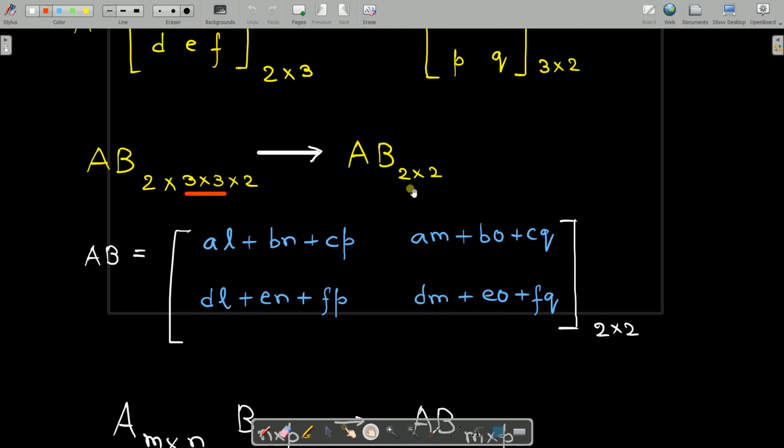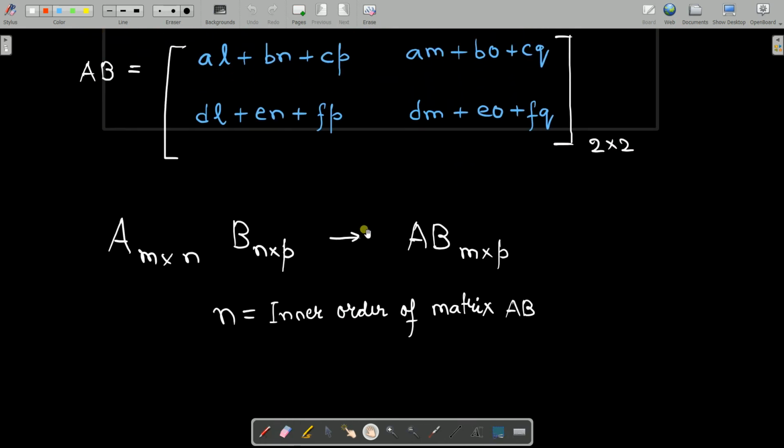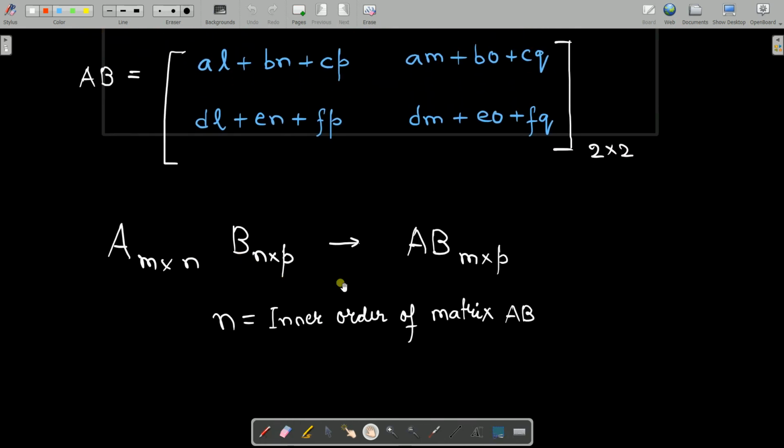As I told you, the order of this matrix will be 2 cross 2. So which is this. Okay. Now let's say we have A as M cross N and B as N cross P. If you multiply AB, you will get M cross P. So this N gets deleted. This N is called the inner order of the matrix AB.